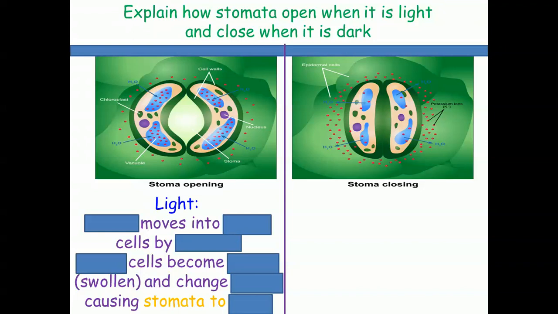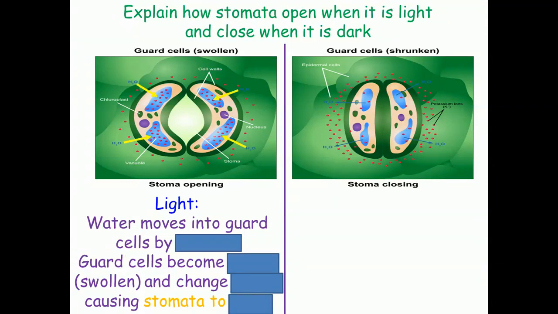So how does the stomata open when there is light and close when it is dark? First, water moves into the guard cells, and it moves into the guard cells by osmosis. The guard cells then become turgid, in other words they swell up, and this changes their shape, causing the stomata to open.